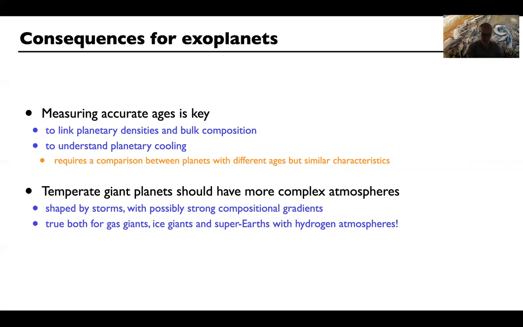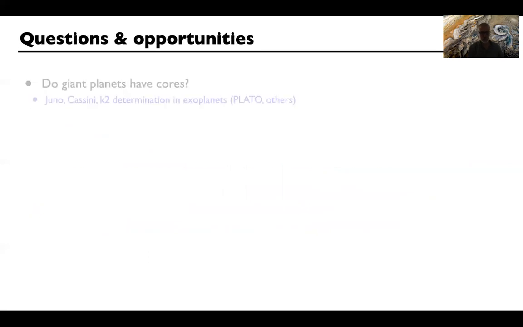So this is something which we should be able to test, and which will be important for the analysis of data. It's true for giant planets, for gas giants, but also, of course, for ice giants, and for super Earths with hydrogen atmospheres. Okay, so there are questions and opportunities. Do giant planets have cores? We can address that question by measuring K2 in some very specific exoplanetary systems.